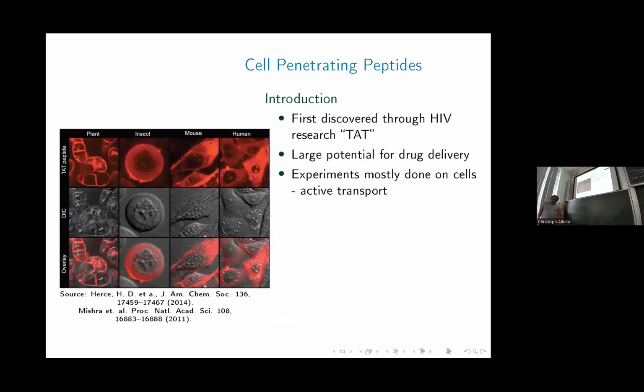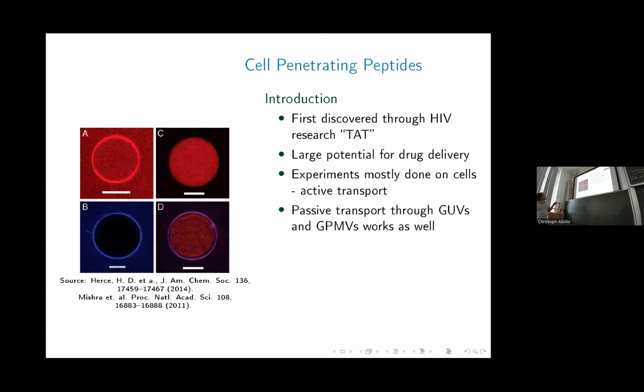Okay, to introduce you to cell-penetrating peptides. Cell-penetrating peptides were first discovered in HIV research. They're just fairly short peptides, but they have a large potential for drug delivery because, as you can see, these are fluorescently labeled cell-penetrating peptides, and they enter just about any type of cell. And they can also carry large cargo in just about any type of cell.